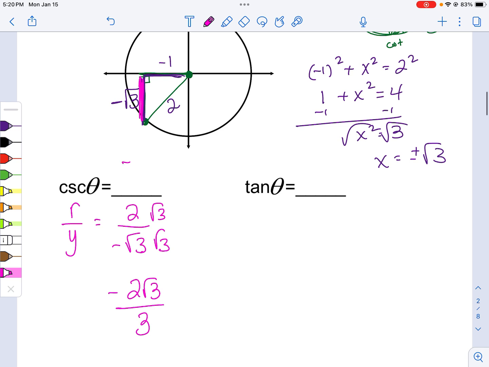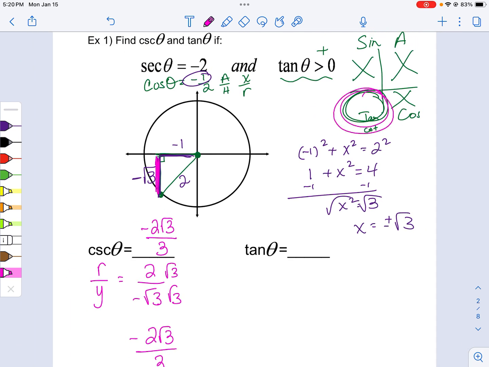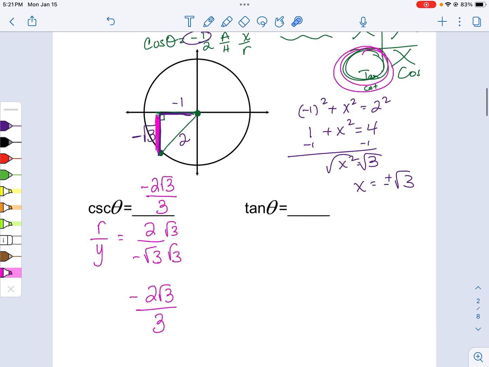So my cosecant value is negative 2 root 3 all over 3. And again, because we're in quadrant 3, only tangent and cotangent should be positive, so that makes sense that this value is negative. All right, so let's take a look at tangent.